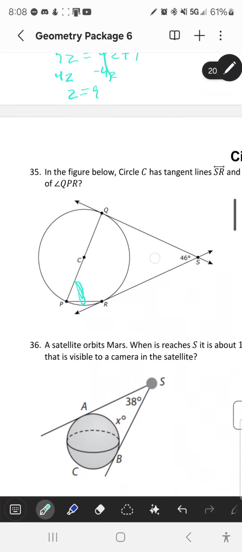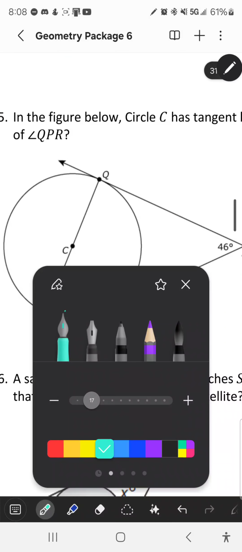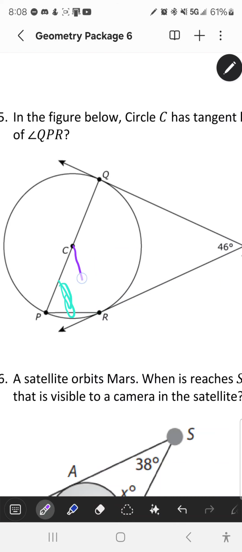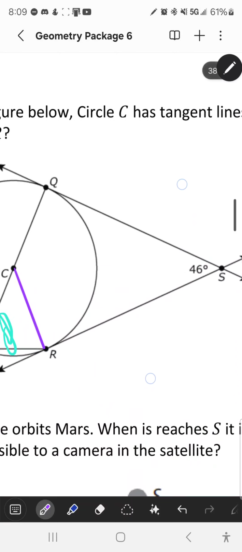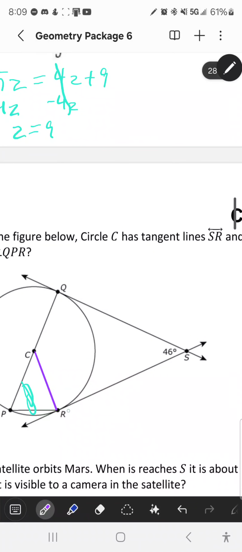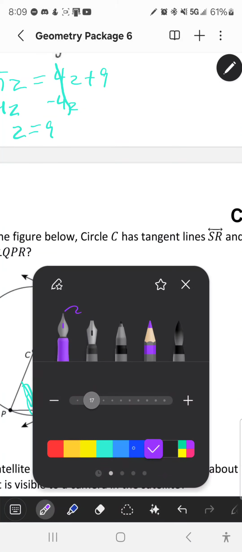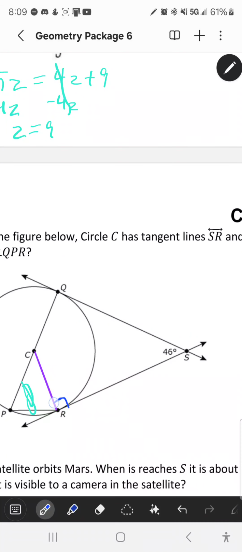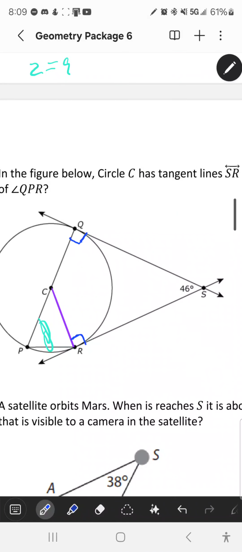So to solve this one, we might actually need to draw another line. If we do this, it's also going to be a radius. And now we can use some helpful information to solve this. They're saying that Q and R are tangent lines, and tangent lines are perpendicular, so they make a 90 degree angle. Now, another thing. We know that the sum of the angles is 360.